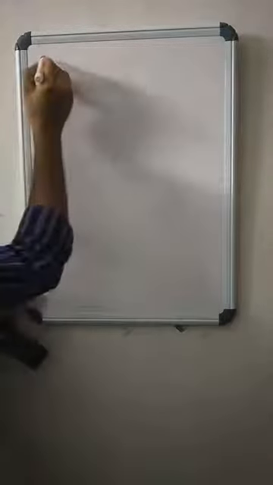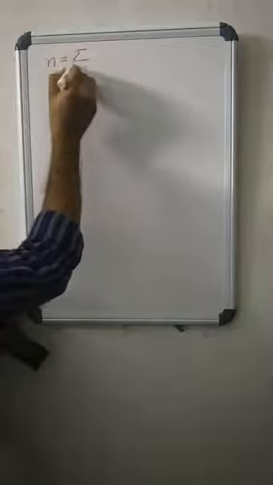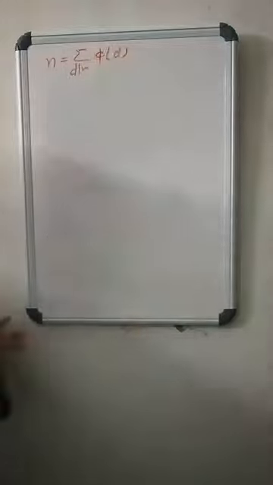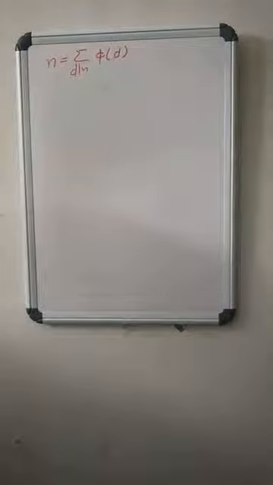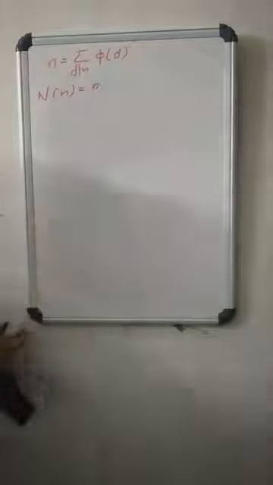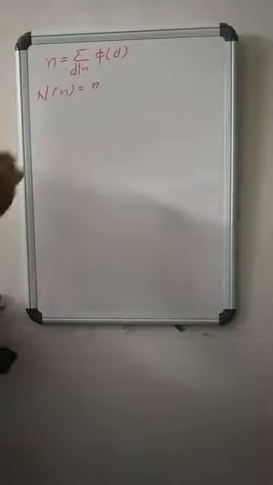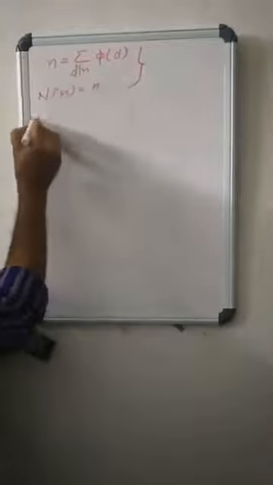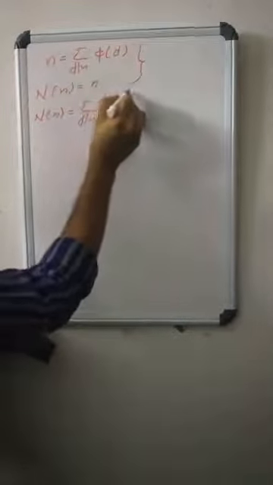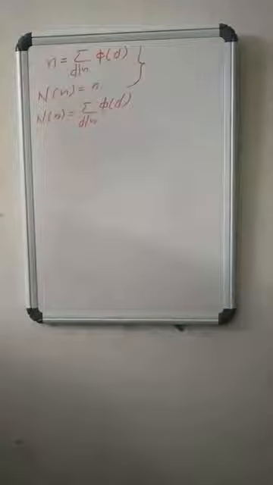So by using these identities, what is n? We already proved that n equals sigma over d divides n phi of d. But we also define a function N of n equals n for all n. Combining these two, what do we get? We have N of n equals sigma over d divides n phi of d.